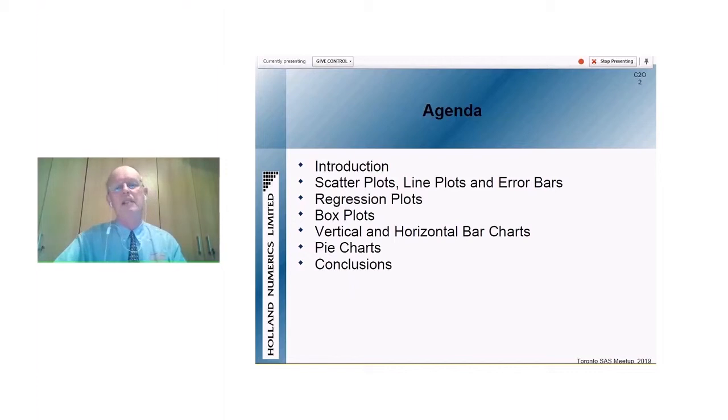Then you can see the scatter plot, line plot, and error bars. They're all basically the same plot with different parameters that you need to put in. Regression plots are also very impressive, as are the box plots. And then the vertical and horizontal bar charts we'll investigate in a little bit of detail. And finally, I'm just going to mention pie charts, and then we'll have some conclusions after that.